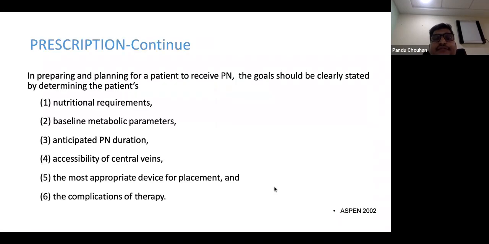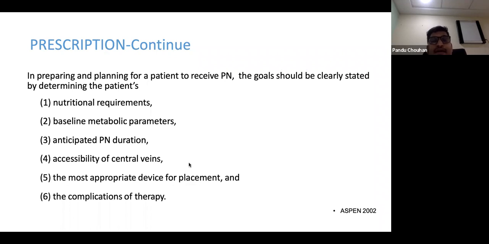Now, how do you prescribe and plan for the patients? When you are planning parenteral nutrition, you first need to write down the nutritional requirements and caloric requirements, and also note down the baseline metabolic parameters and anticipated parenteral nutrition duration. It helps in the appropriate use of the accessibility of the central veins, the most appropriate device placement, and the complications of therapy.